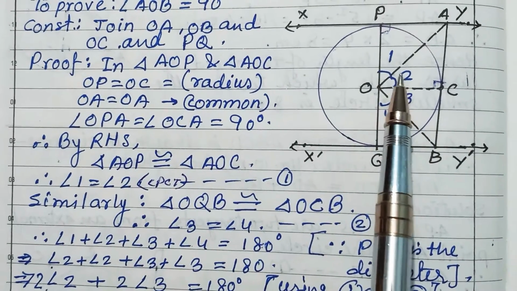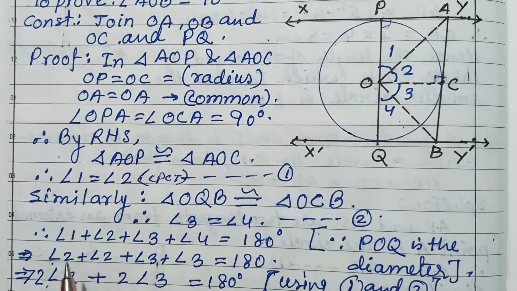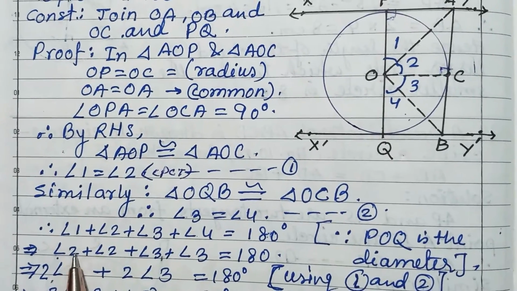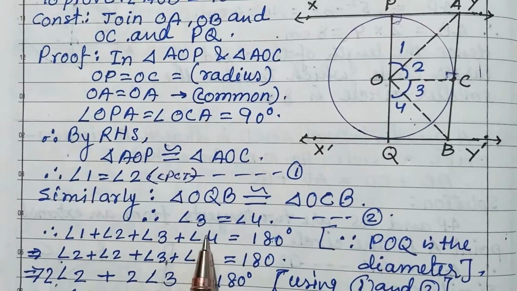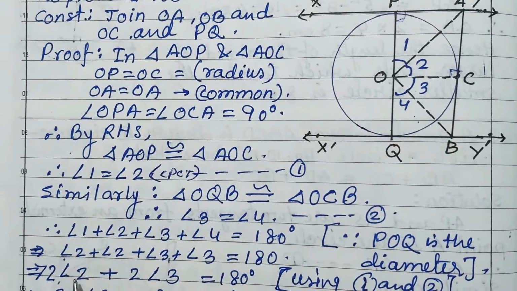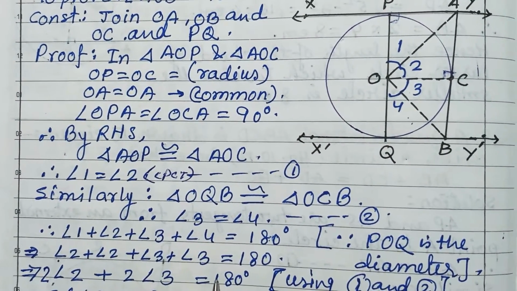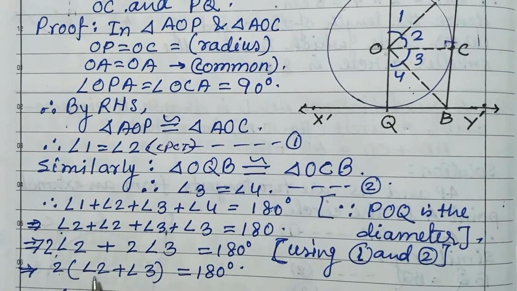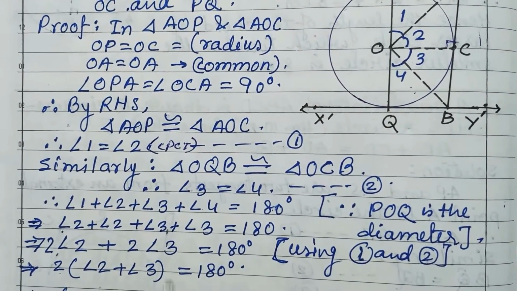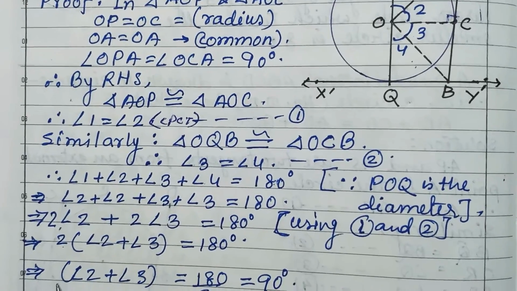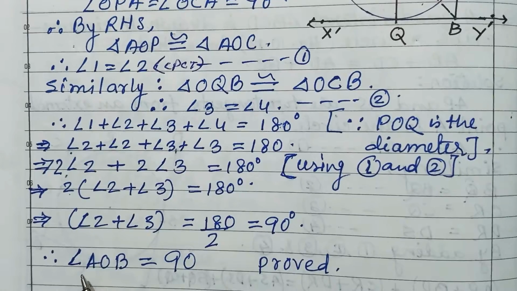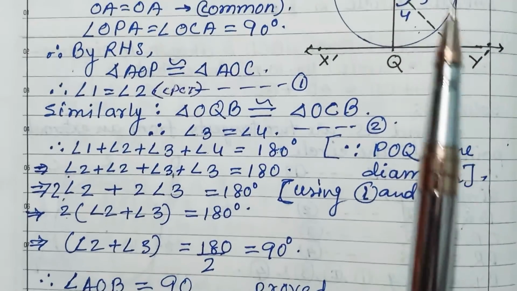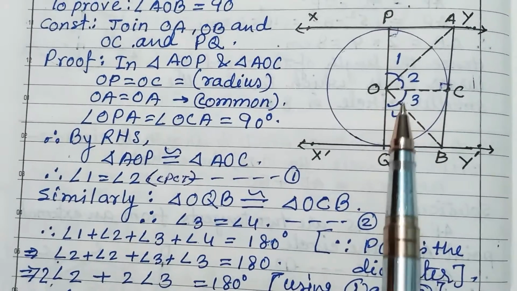And we know angle 1 is equal to 2 and 3 is equal to 4. Now substitute: 1 is equal to 2, so it is 2, and 3 is equal to 4, so it is also 3. So 2 times angle 2 plus 2 times angle 3 is equal to 180 degrees. Taking 2 as common, 2 times (angle 2 plus angle 3) is equal to 180. So angle 2 plus angle 3 is equal to 180 upon 2, which is 90 degrees. So AOB is 90 degrees. Proved. Next, question number 10.